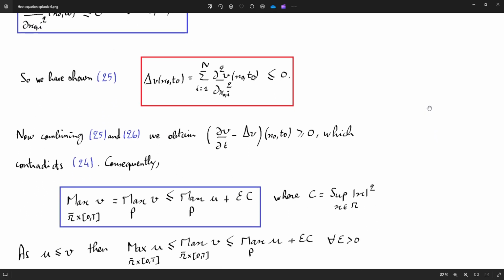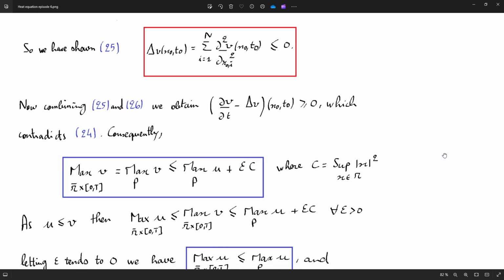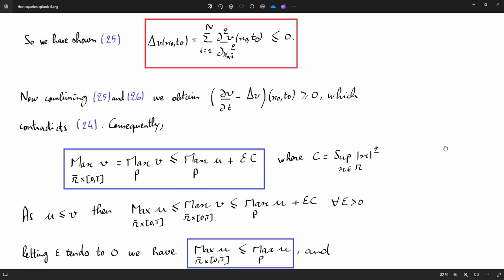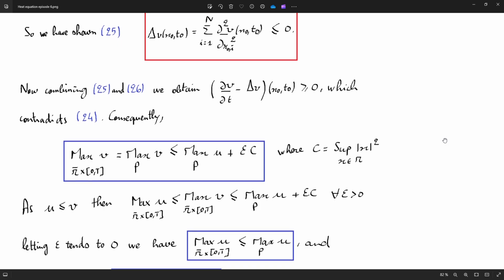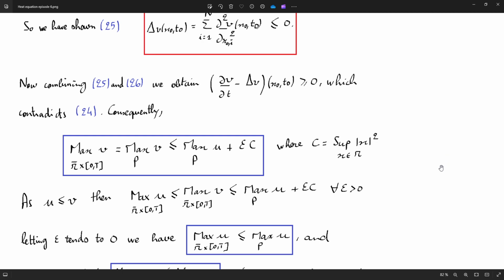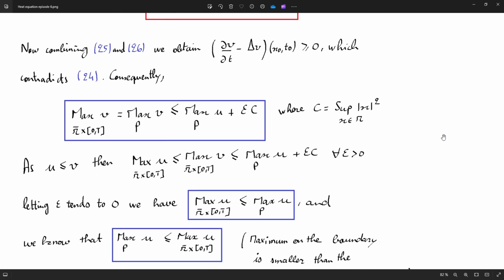Now combining 25 and 26, we obtain that the partial derivative of v with respect to t minus the Laplacian of v in x0 is bigger or equal to 0, which contradicts 24. Consequently, the maximum of v on omega bar times [0, t] equals the maximum of v on p, which is smaller than the maximum of u on p plus epsilon c, where c is by definition the supremum of the square norm of x for x in omega.